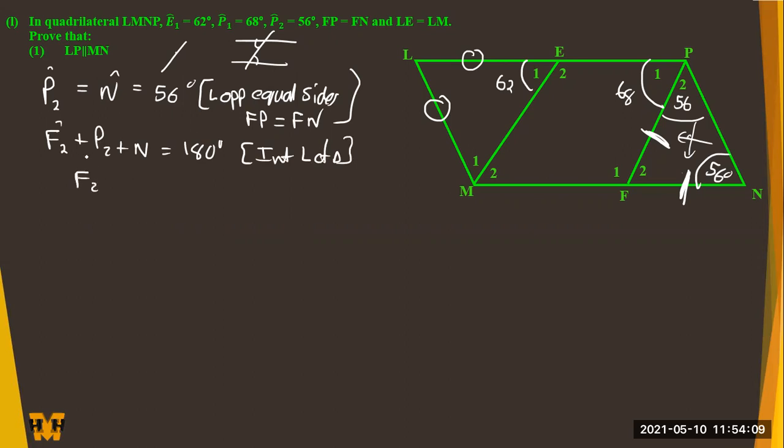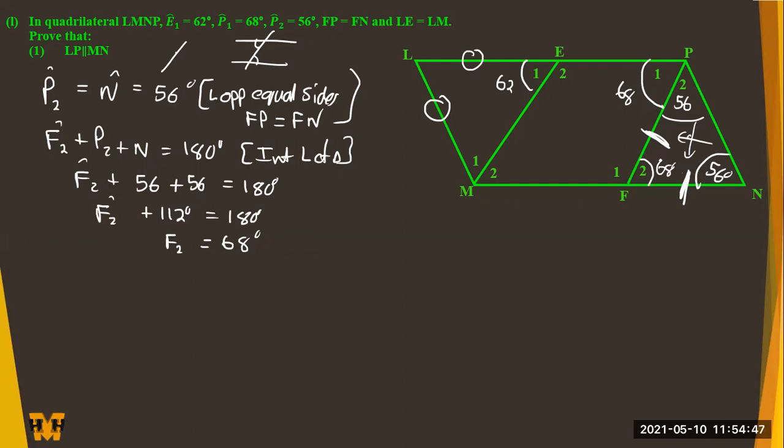And F2 plus, now you just add the 56 and the 56, equal to 180 degrees. So F2 plus 112 is equal to 180. So F2 is equal to 68 degrees. And you fill it in on the drawing. So that one is your 68 degrees. So I've got F2 is 68 and P1 is actually also equal to 68.